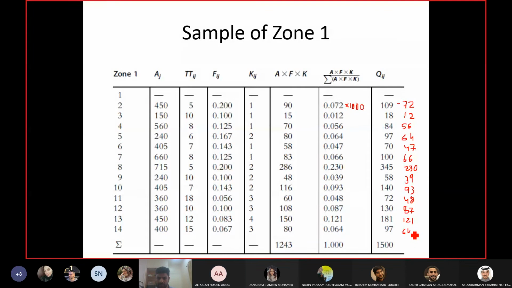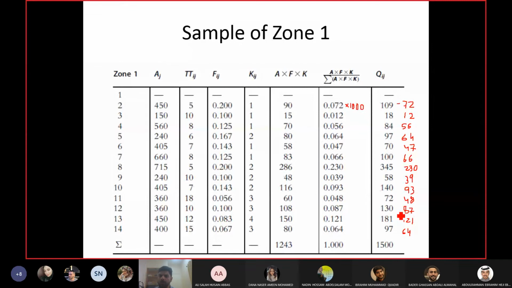Now, can you do the summation? Summation of all the Qij values, how much are you getting? The summation is 999, doctor. 999, which is close to 1000. There may be some rounding off here, right? Yes, so this is acceptable, no problem. You can go back and check where you did the rounding off. Maybe you added one too many or subtracted one too many. This can happen. I will show you in the next table that plus minus 1 is very common.